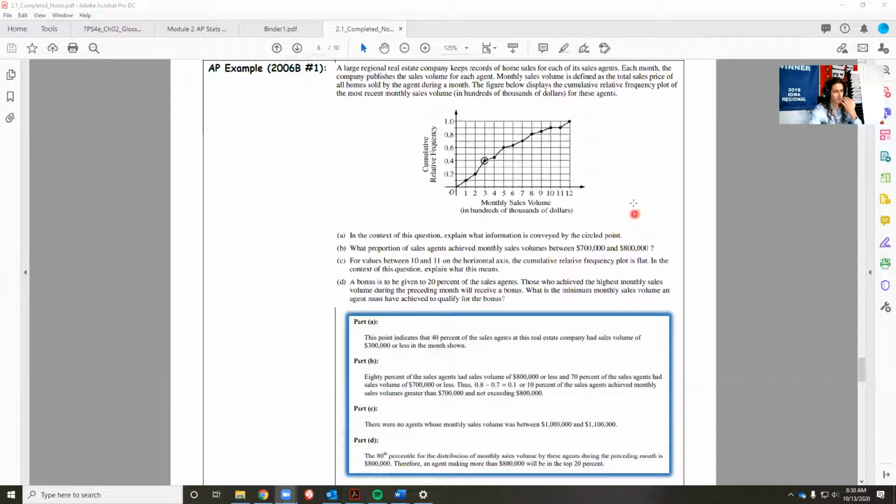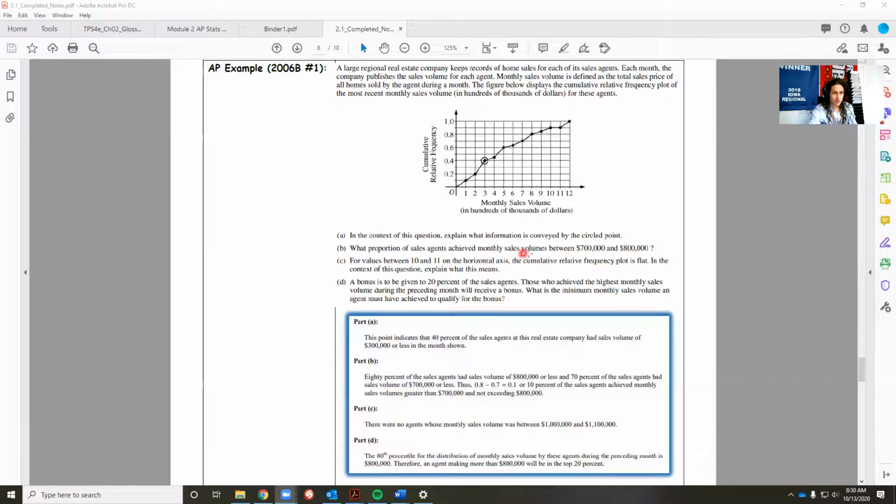All right, so looking at the key, in this context, the question, explain what information is conveyed by the circle point. 40% of sales agents sold less than or equal to $300,000. 40%, $300,000 in sales.